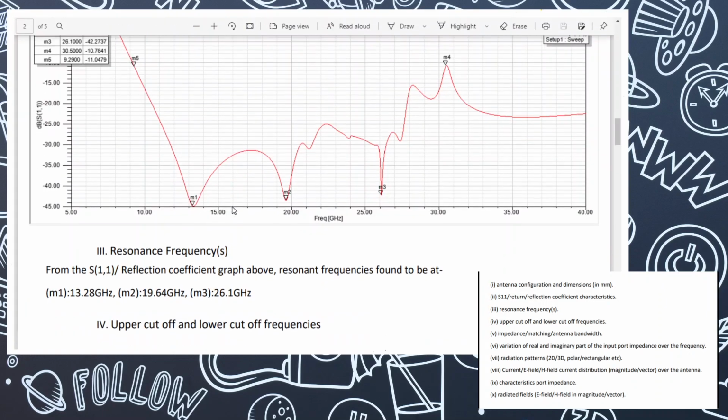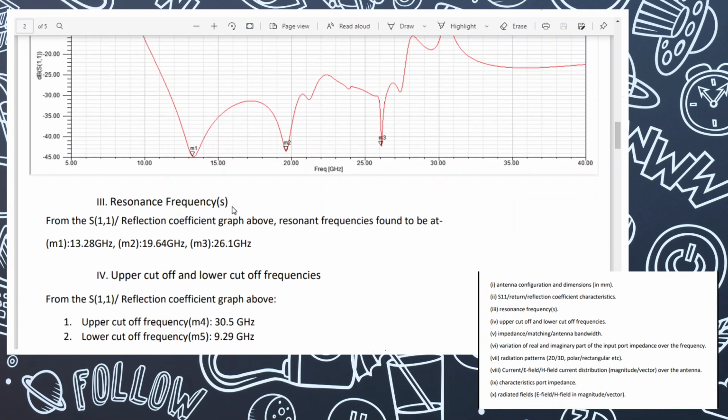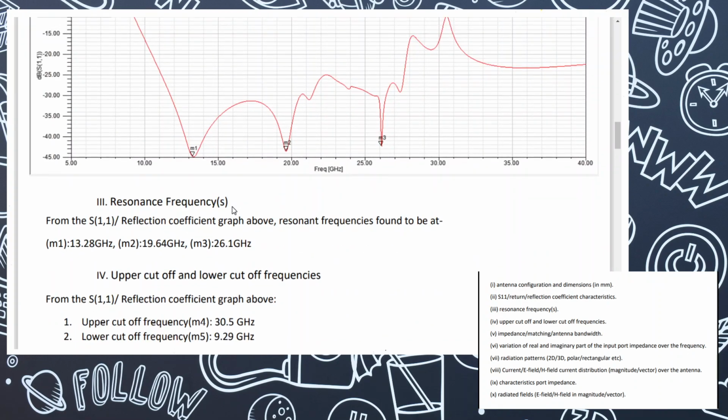So here are the markers that I've already used and taken the screenshot. You can also take your screenshot and attach it in the PDF. So the frequencies that I got as resonance frequencies are listed in this: 13.28, 19.64 gigahertz and 26.1 gigahertz.